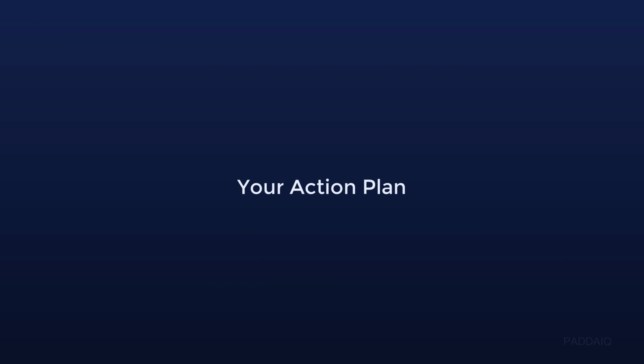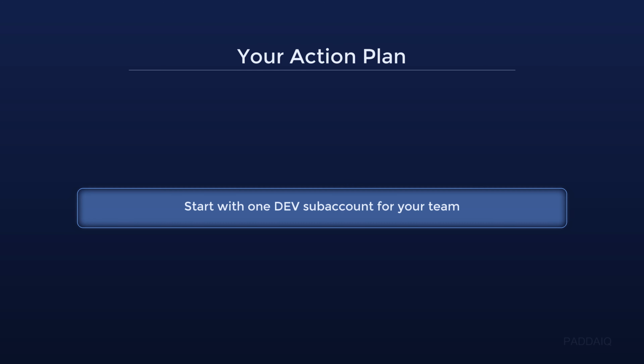Your strategic action plan for implementation. Start with one dev sub-account for your team. This means creating a single, shared development environment where all team members can build and test applications together. For example, a team developing a new employee onboarding app uses this shared space to collaborate. This focused approach simplifies management and accelerates your initial project delivery.